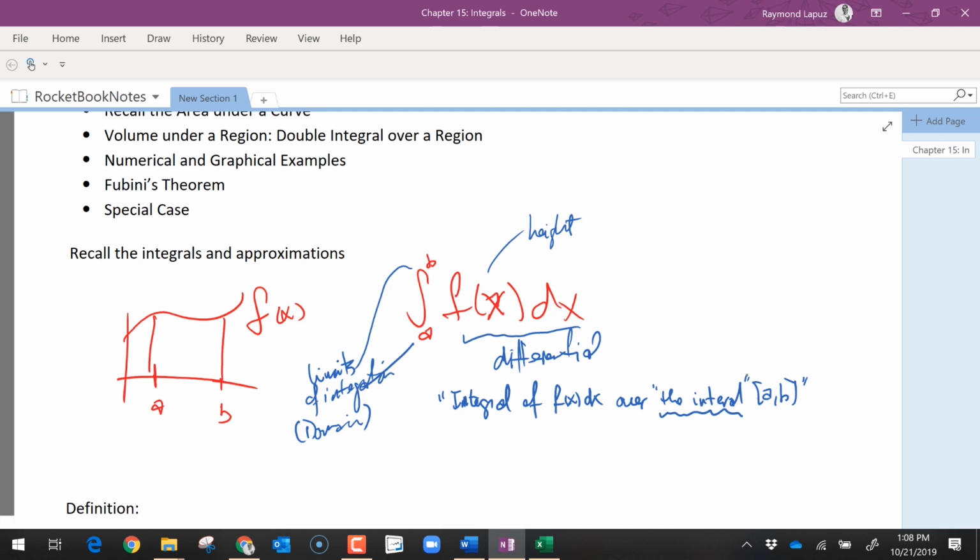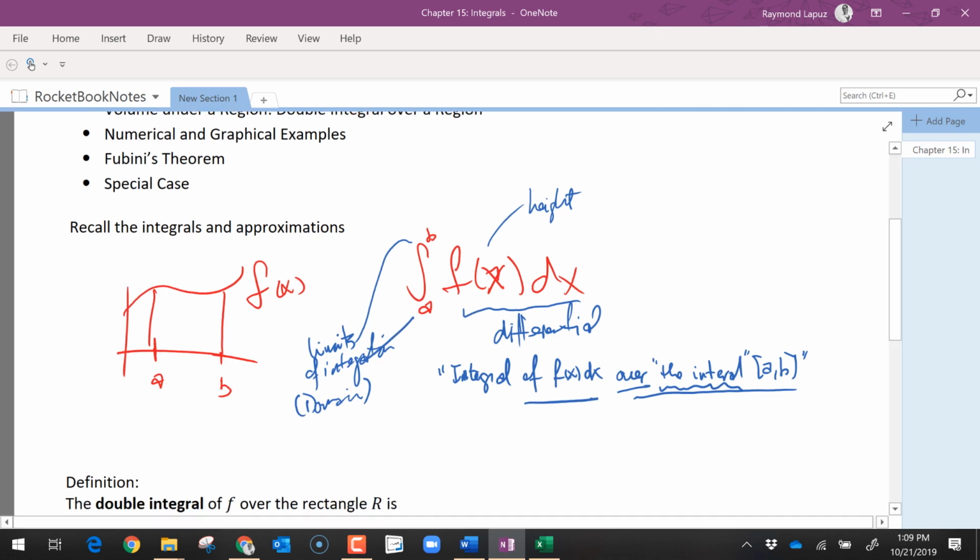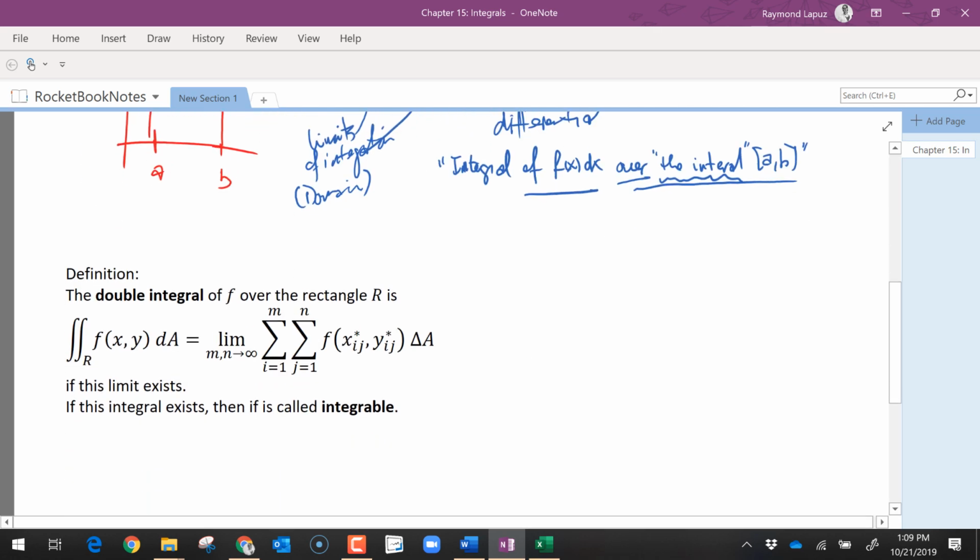So if we say it that way, then we can get used to saying that the "of" is what's inside of the integral, the "over" is what we're integrating over. So we can also say the integral over the interval ab of f of x dx. Anyways, if we get used to that language and saying it that way, then we can easily transition to our double integrals.